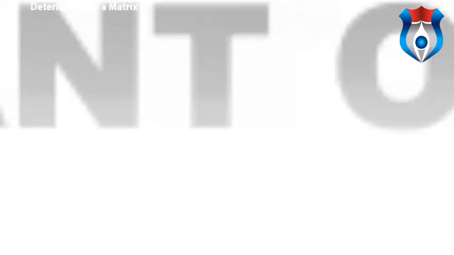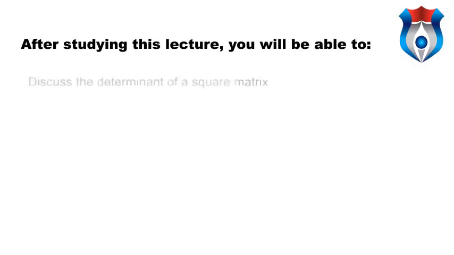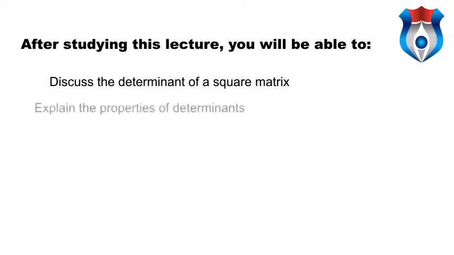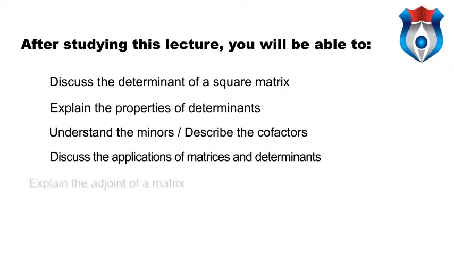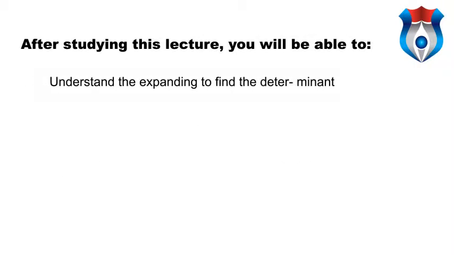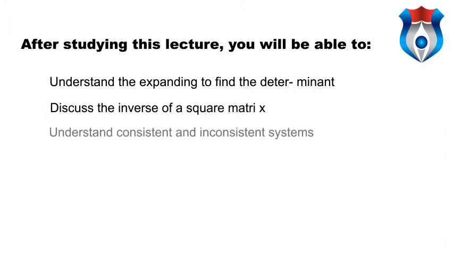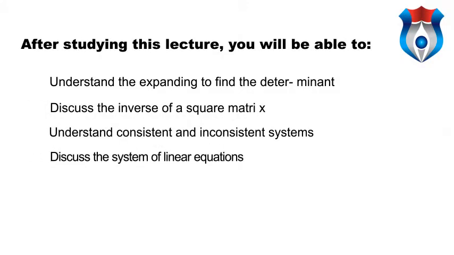Hello students, welcome to the lecture on determinants of a matrix. After this lecture we will be able to learn the following objectives: discuss the determinant of a square matrix, explain the properties of determinants, understand the minors, describe the cofactors, discuss the applications of matrices and determinants, explain the adjoint of a matrix, understand expanding to find the determinant, discuss the inverse of a square matrix, understand consistent and inconsistent systems, and discuss the system of linear equations.